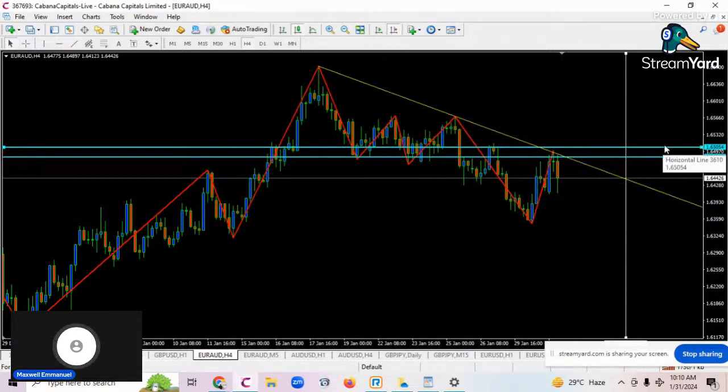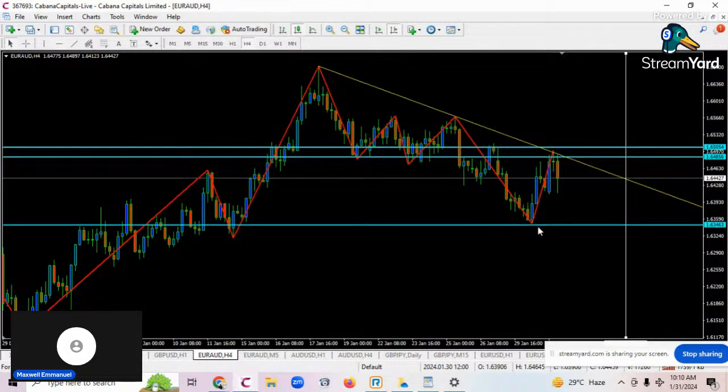So that's my take on Euro Aussie. We should expect it to create a new lower low. I hope that is clear. So that's it for Euro Aussie.